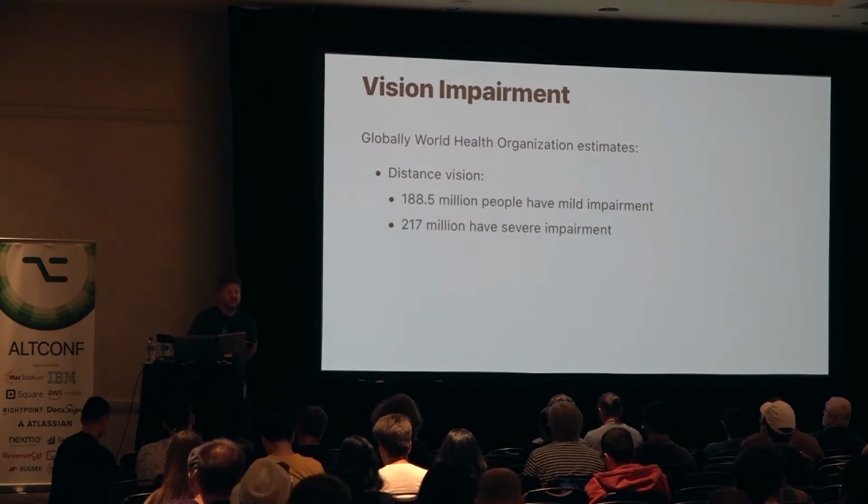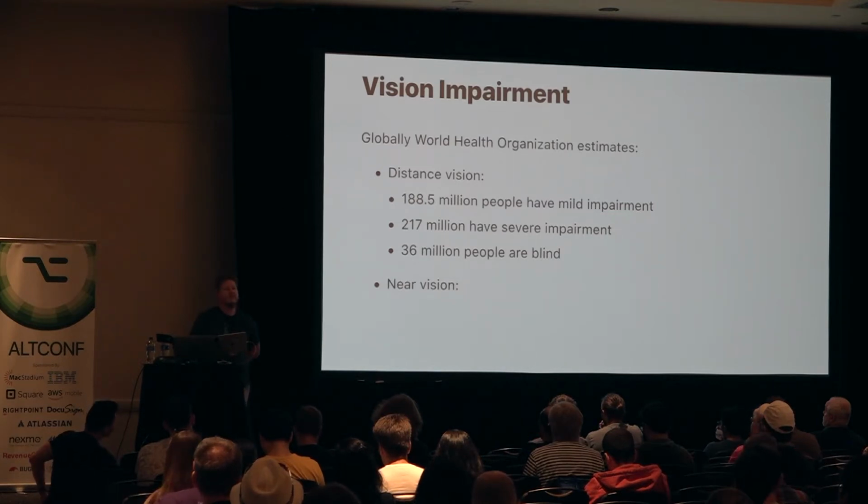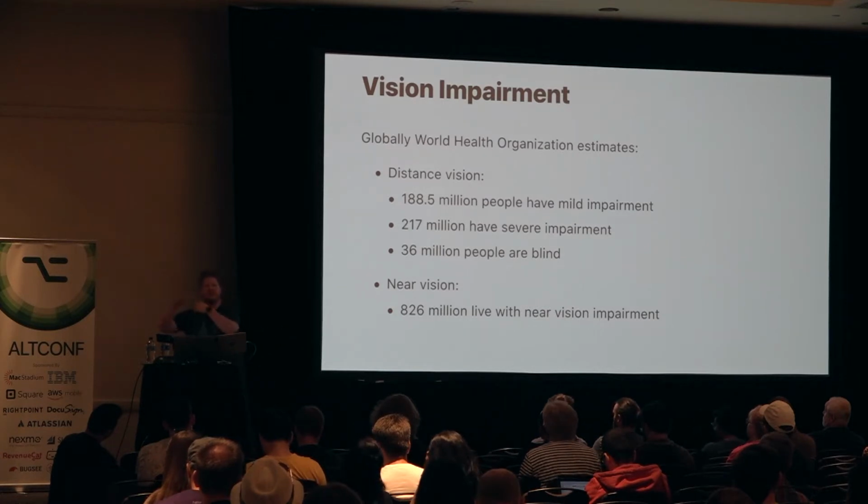277 million of them have severe impairment, and 36 million of them are actually blind. When it comes to near vision, the stuff that really matters for us and our iOS apps, 826 million people live with some impairment. So even if you look at it and say, well, it's 2% of the people or something right now, that percentage of the people is always churning and growing with new people. It's your parents, your grandparents, it will be you.